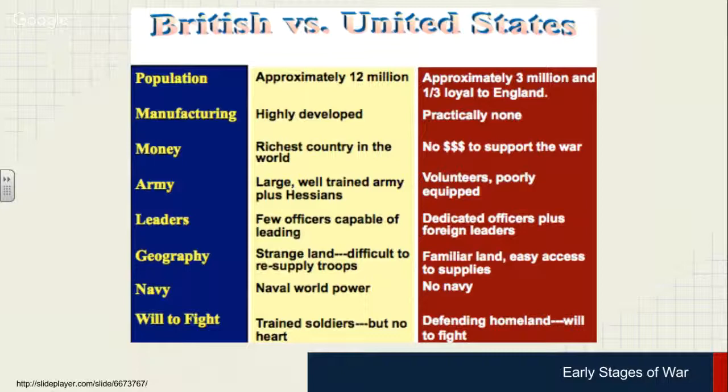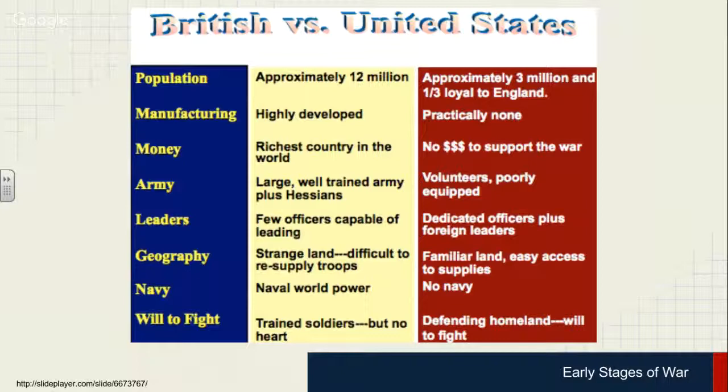colonists. One of the highlights for the colonies was that they had a dedicated set of officers, helmed, of course, by George Washington, but also containing many other prominent individuals who would go on to fight on behalf of the future United States. They also had foreign leaders like the Marquis de Lafayette from France, who took on the cause and came to the Americas in order to help the colonists.